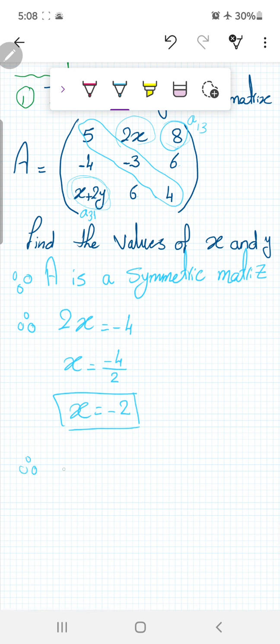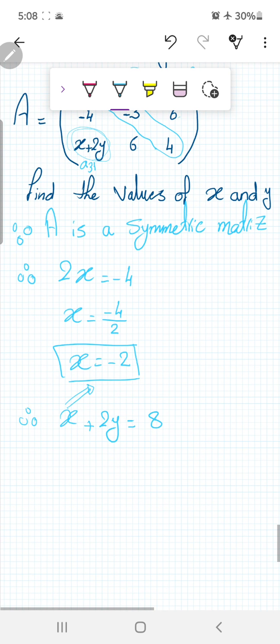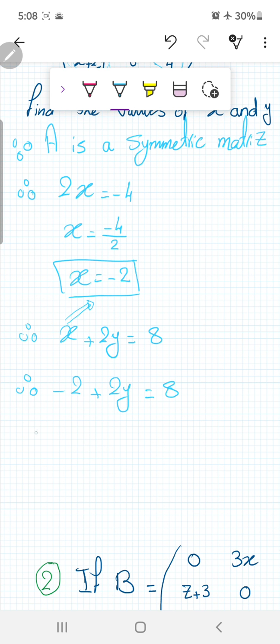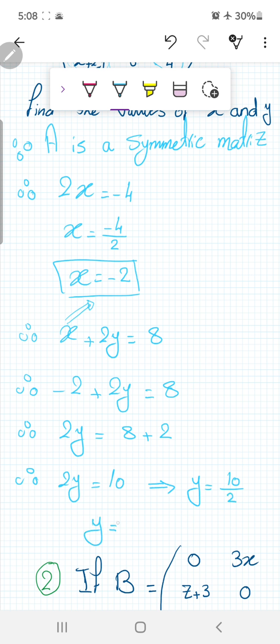So we get also x plus 2y equals 8. Here we have two unknowns. Now we already know the value of x, which is negative 2, so by substitution we get negative 2 plus 2y equals 8. Move negative 2 to the other side as positive. We get 2y equals 8 plus 2, which is 10. Move 2 to the other side by dividing. So the value of y equals 5.